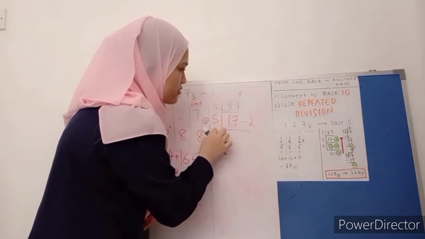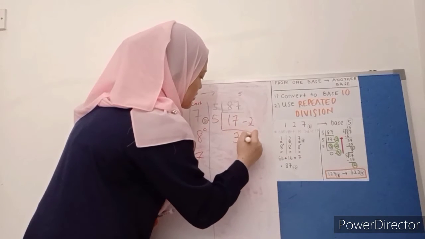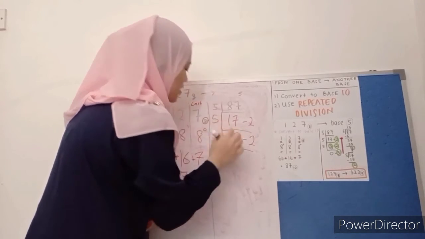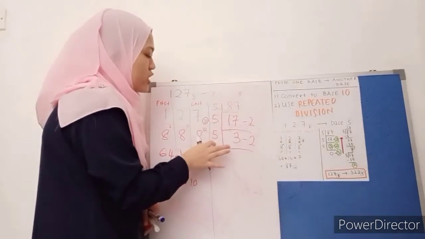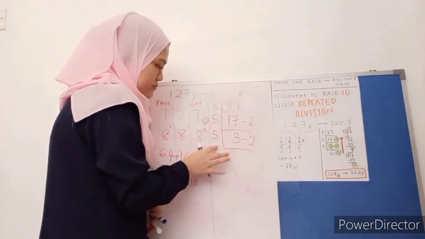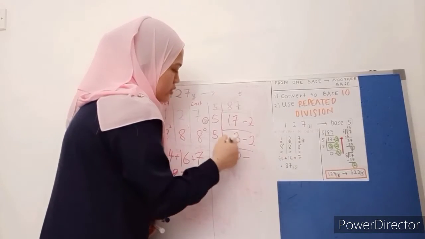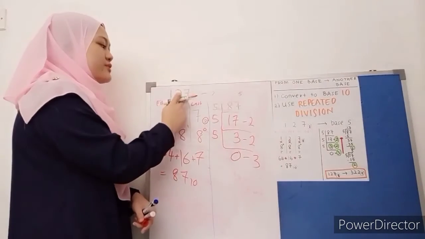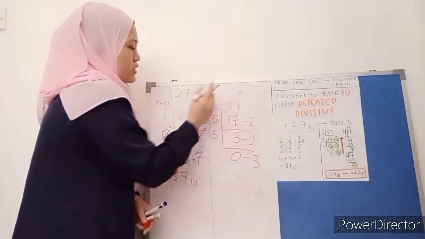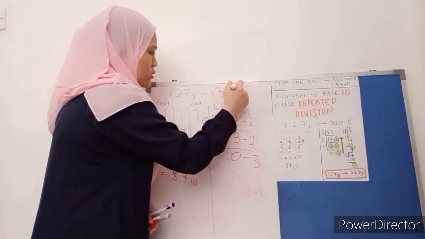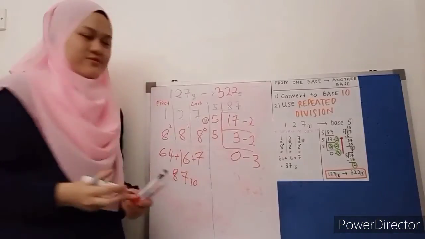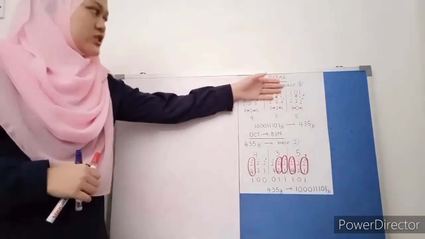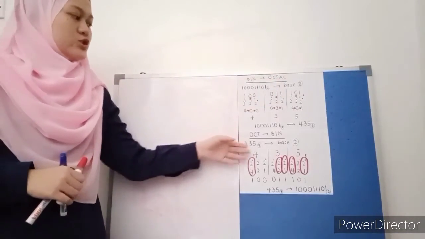17 divided by 5, we get 3 remainder 2. And then 3 cannot be divided by 5, so just write 0 right here and bring 3 here. So you will get the answer: 127 base 8 is equal to 322 base 5.